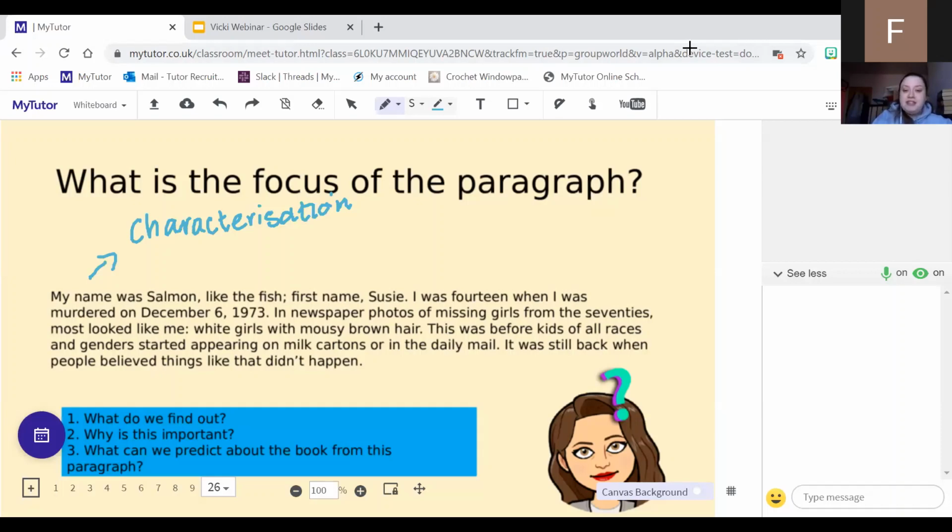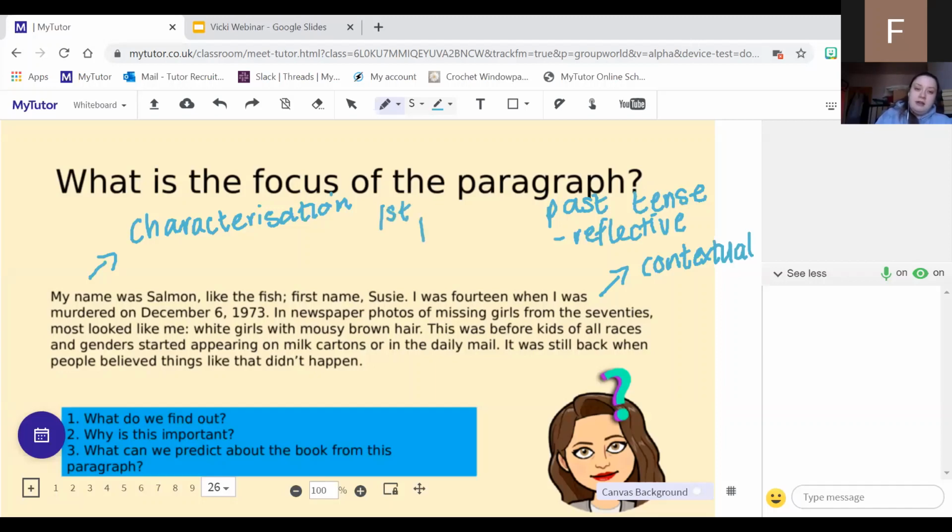In newspaper photos of missing girls from the 70s, most look like me. White girls with mousy brown hair. So this is mainly contextual information, and what we already know so far is she's using past tense, so we know that it's reflective. And it's in first person. So almost already we've got absolutely masses that we could talk about.